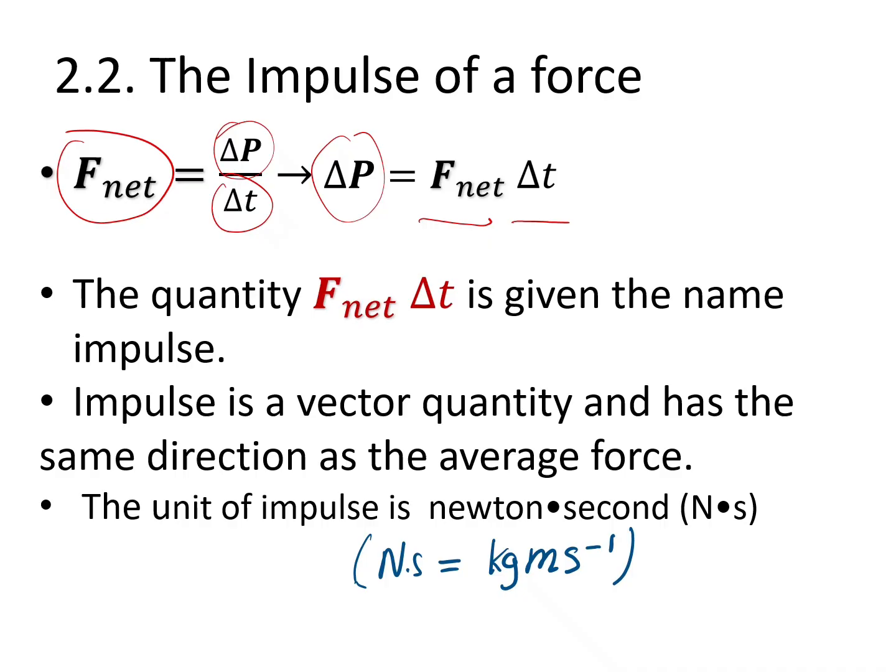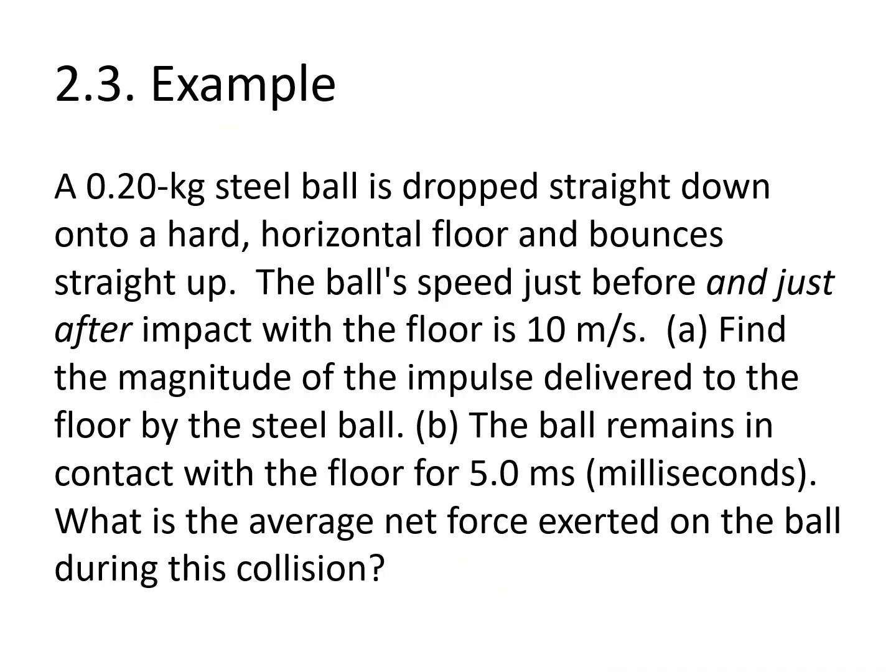Let us apply this idea to a steel ball bouncing off a hard floor. A 0.2 kilogram steel ball is dropped straight down onto a hard horizontal floor and bounces straight up. The ball's speed just before impact is 10 meters per second in the downward direction, and its speed just after impact is 10 meters per second upward.